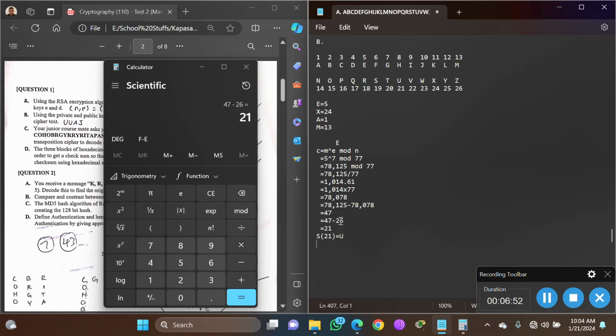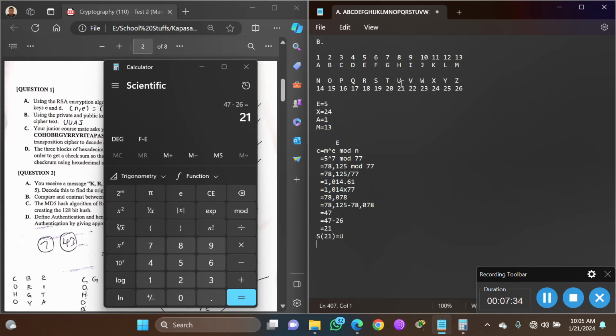So we say 1, 2, 3, up to 26. Then you continue: 27, 28, 29, up to 47. As you can see, 47 is still U.